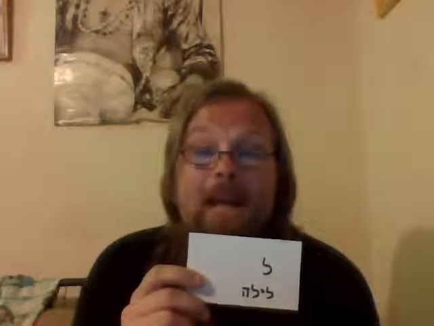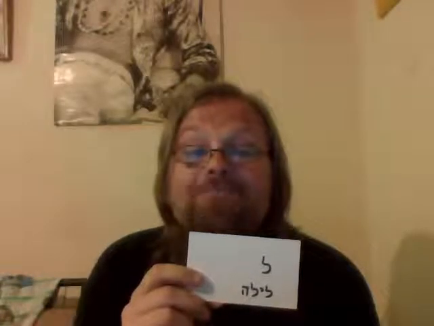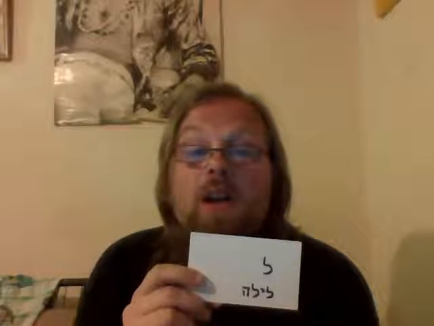Next letter is Lamed. Straight out letter L. Anybody can pronounce it. And our word is Lila, which means evening or night.